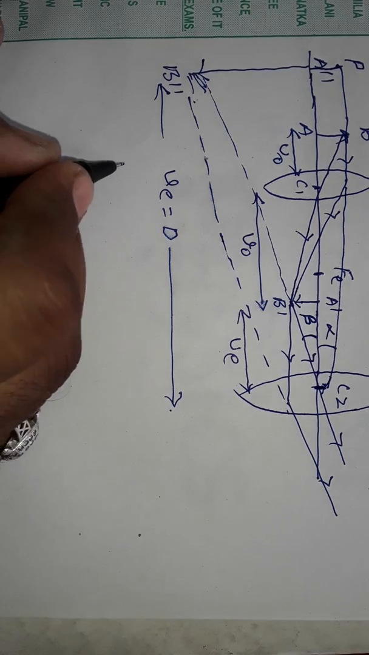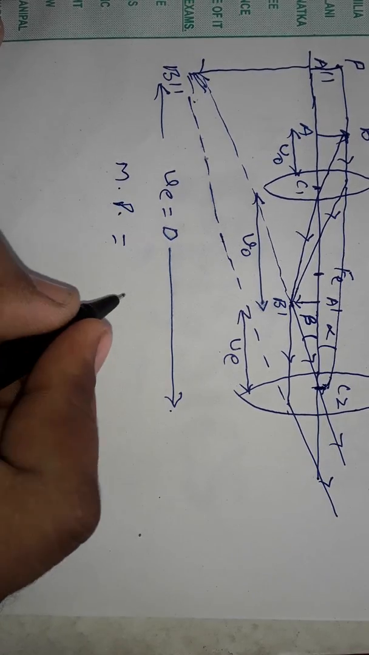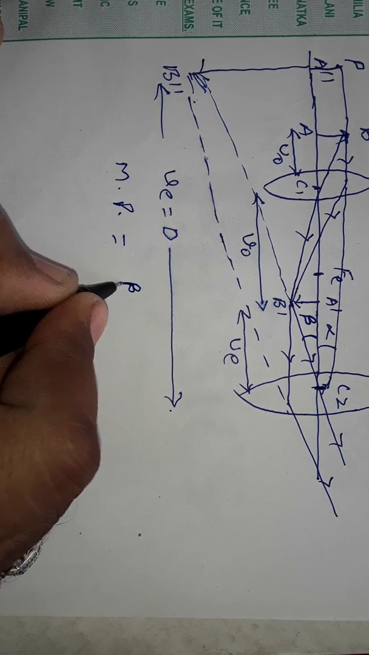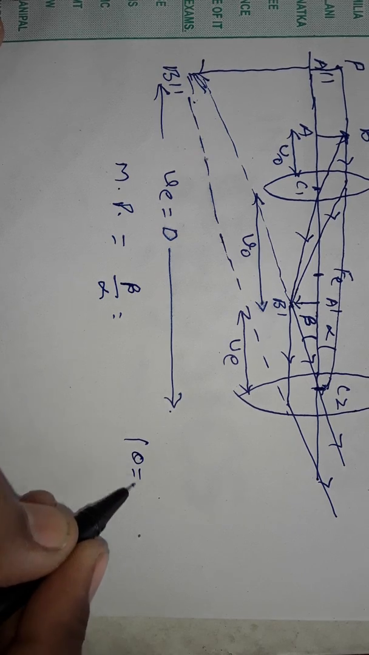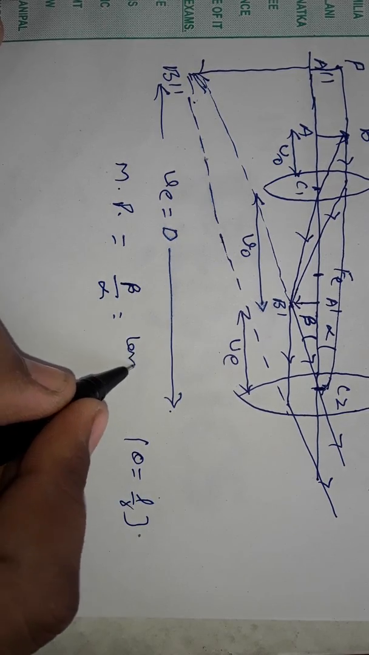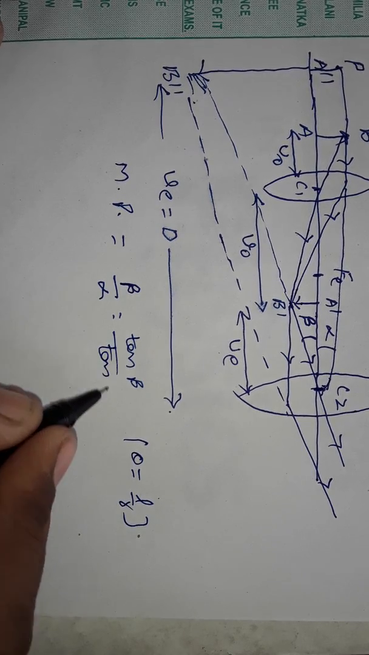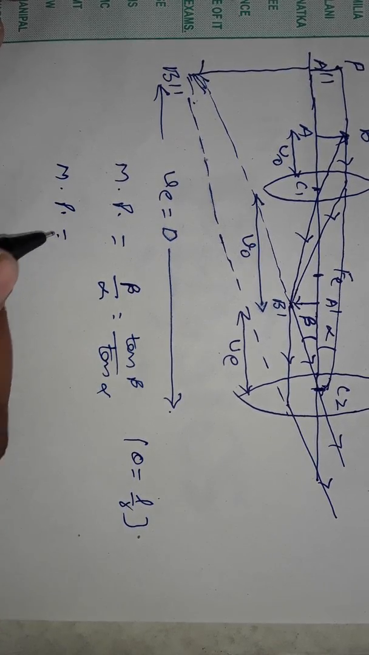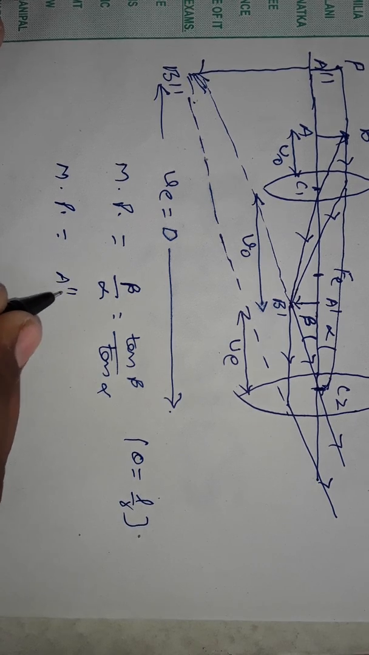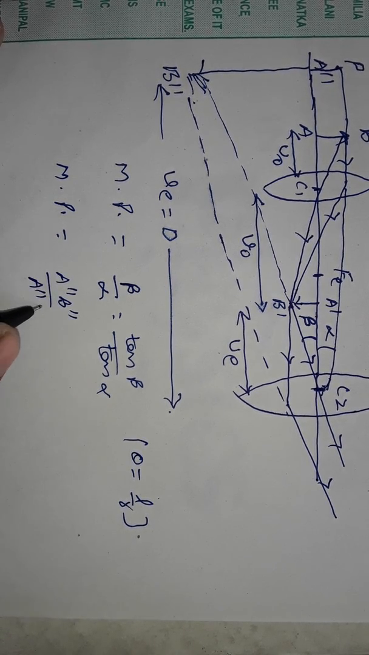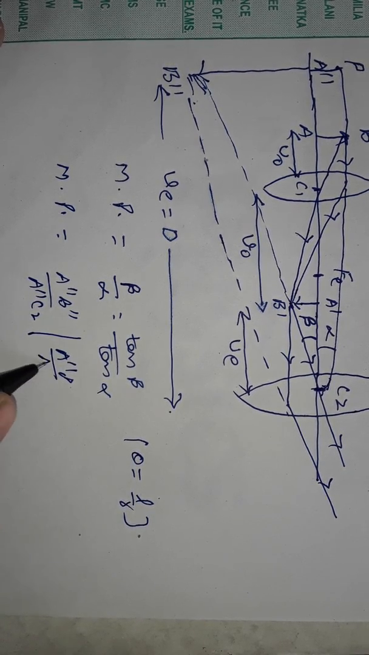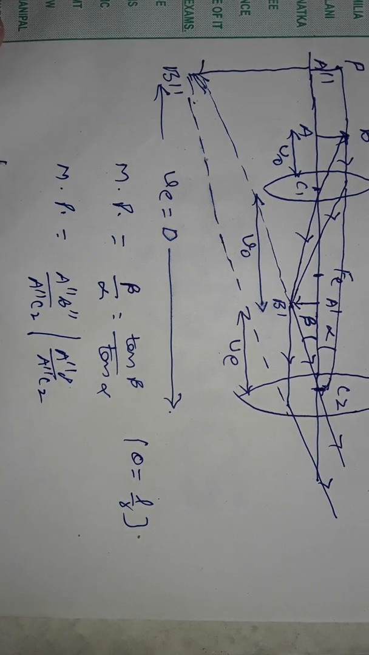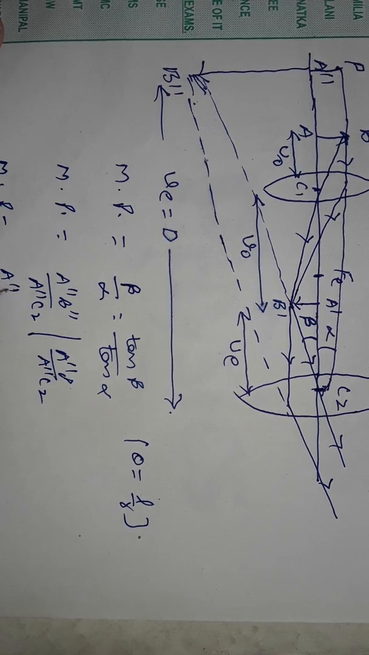So we can write magnifying power that is equals to angle made by image to the angle made by object. We can use the property angle theta is equal to L by R. So we can write it as tan beta divided by tan alpha. So magnifying power tan beta is equal to A double dash B double dash upon A double dash C2. Tan alpha is A double dash B divided by A double dash C2. So we get magnifying power A double dash B double dash upon A double dash P.